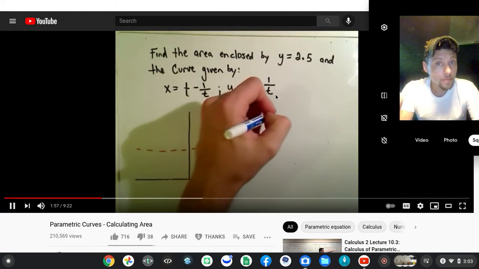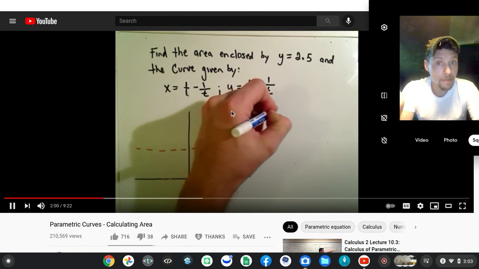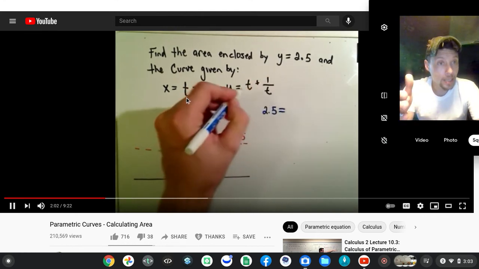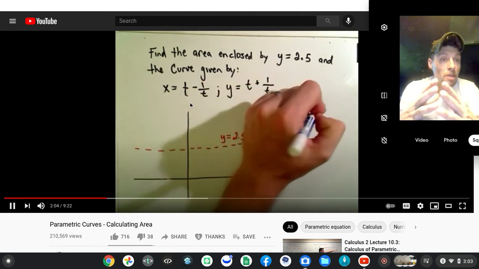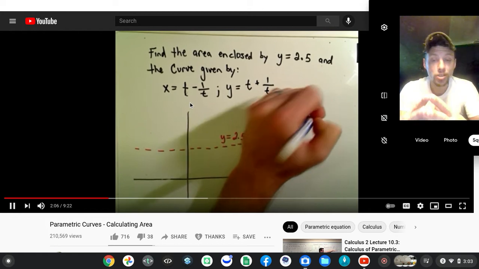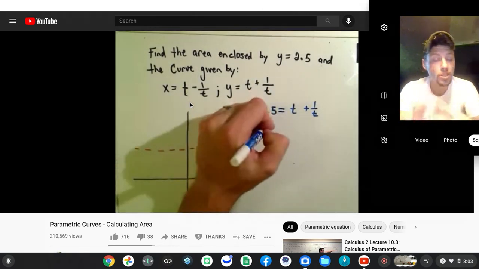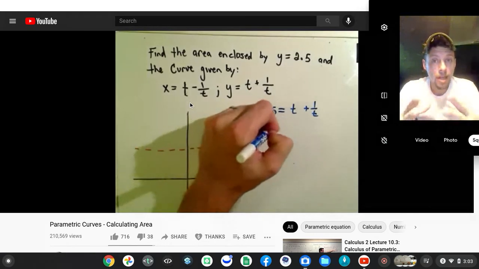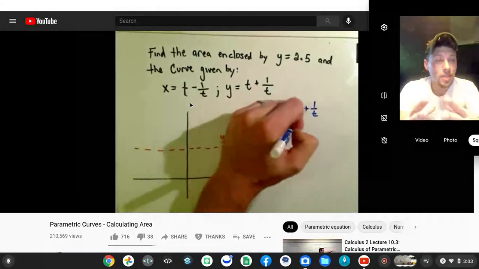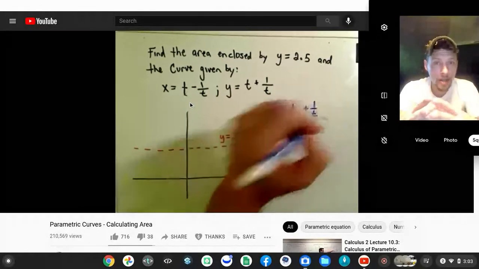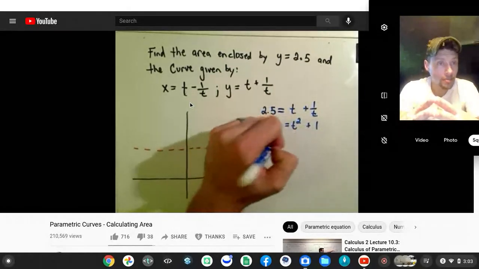I'll get a better idea about what's going on with where the graph is today. So how can we solve 2.5 equals t plus 1 over t? Probably the easiest way to do this is to multiply both sides by t, so you'll get 2.5 t equals t squared plus 1. This is just a quadratic equation.